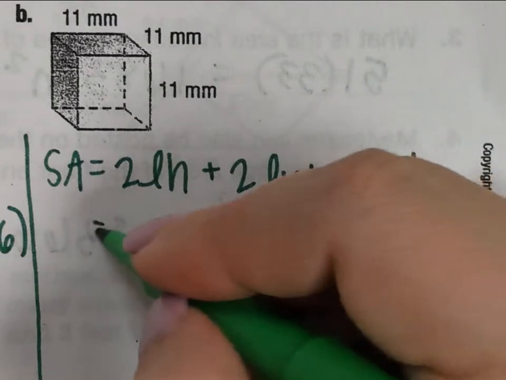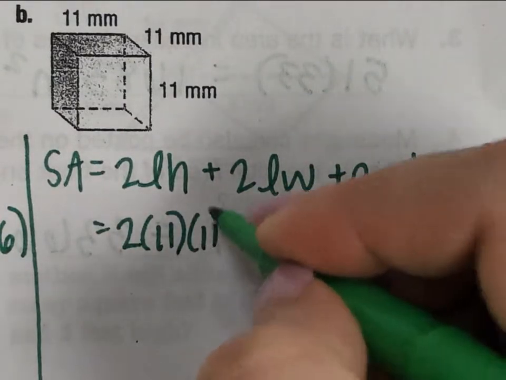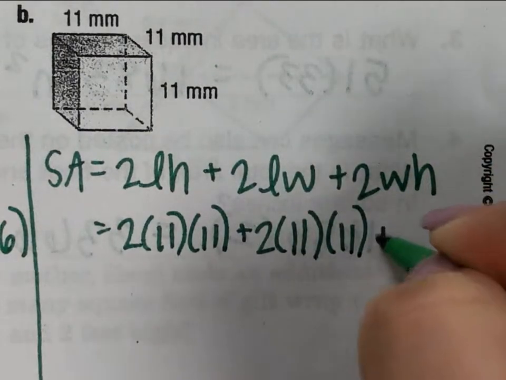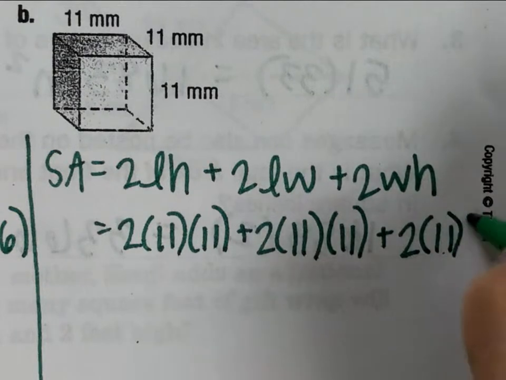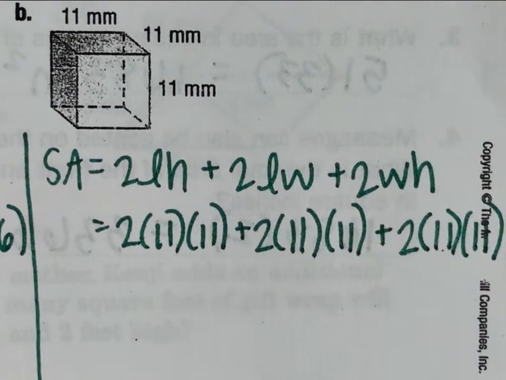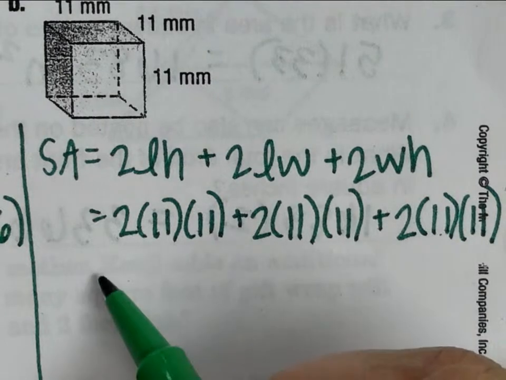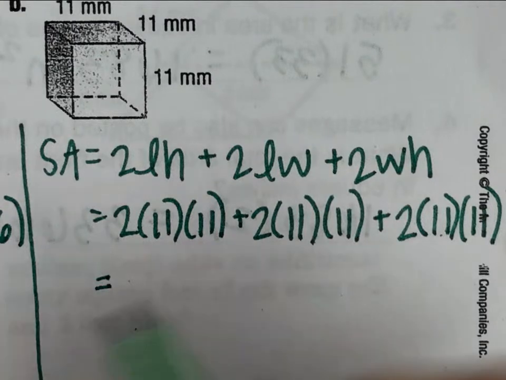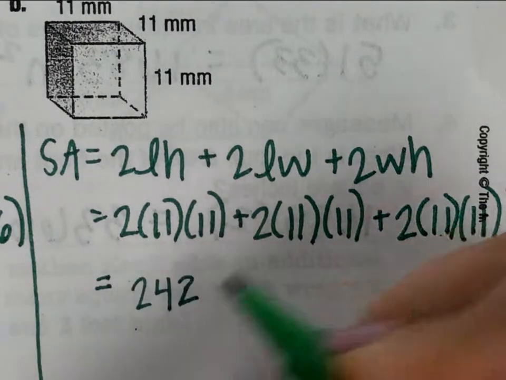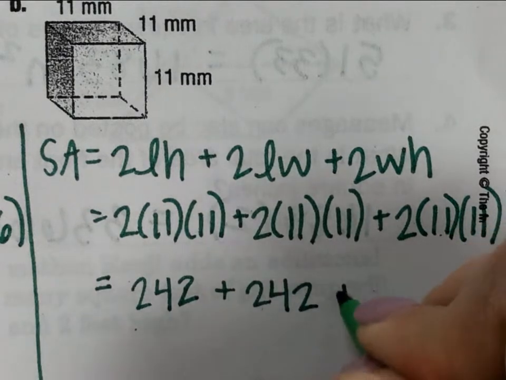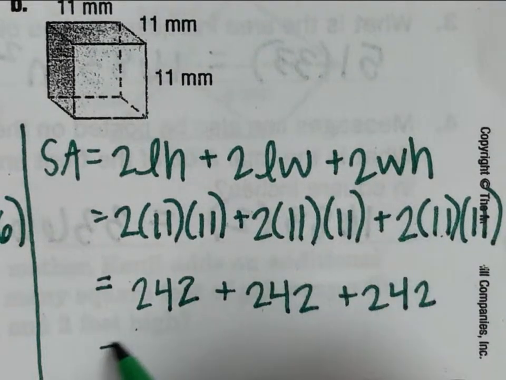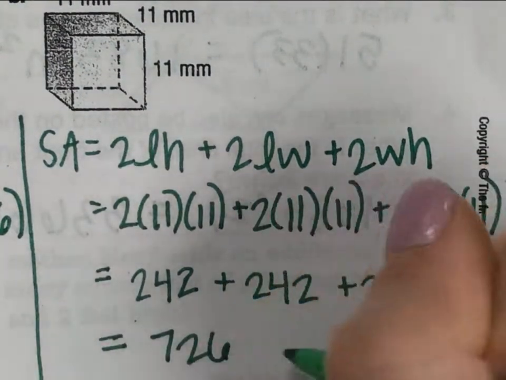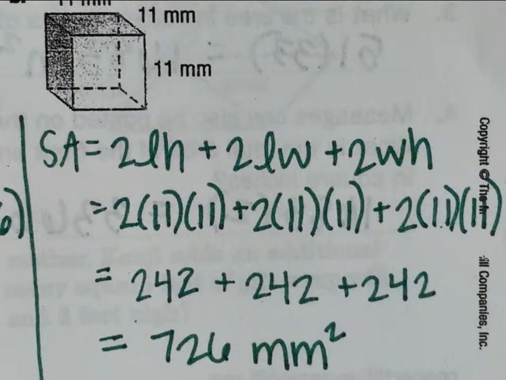So that just means I have 2 times 11 times 11. Plus that again, 2 times 11 times 11. Times that one more time. What is 2 times 11 times 11? 242. 242, so I'm going to add that together 3 times. 726 millimeters squared.